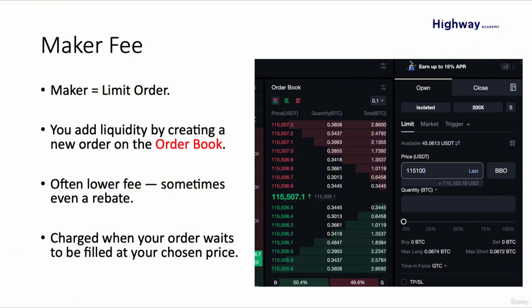So to summarize, taker equals market order, fast execution, higher fee. Maker equals limit order, slower execution, lower fee, sometimes a rebate. Knowing the difference helps you choose the right order type and save on trading costs, which is especially important when running strategies like funding rate arbitrage, where small percentages can decide whether you win or lose.